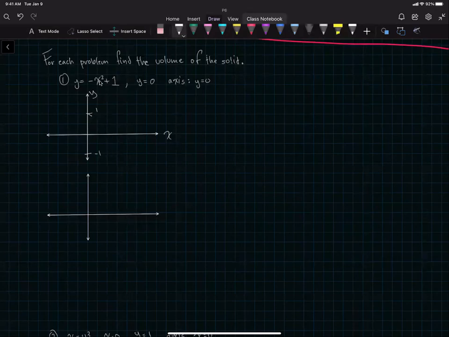It looks kind of ugly. I apologize. And then this one looks like this. Okay, here's the part where some of you may get confused.